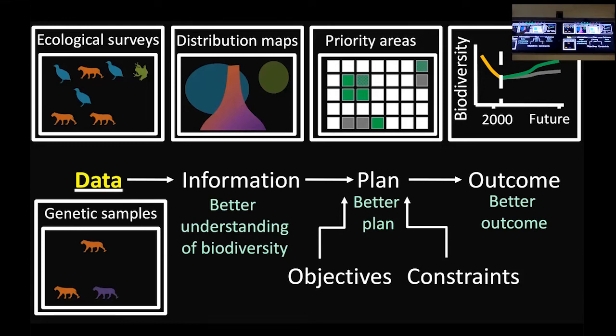We can use that better understanding to improve our plan. So instead of using the gray stuff, now we might choose the green stuff instead with this updated information. And that gives us a better outcome, ideally. And so what did that look like?